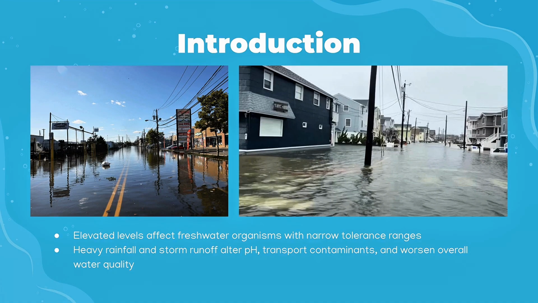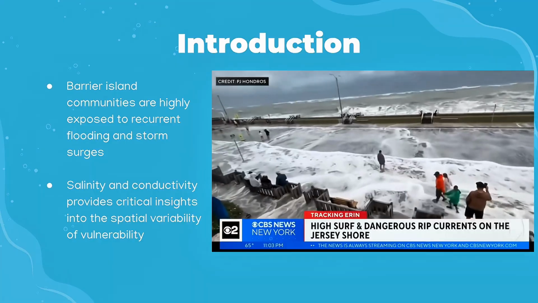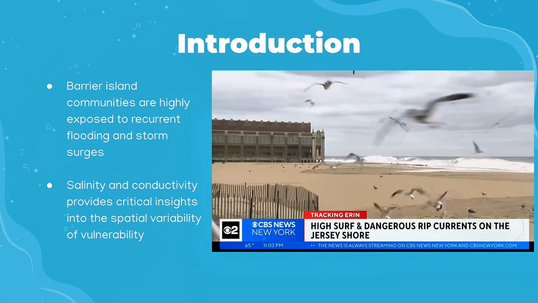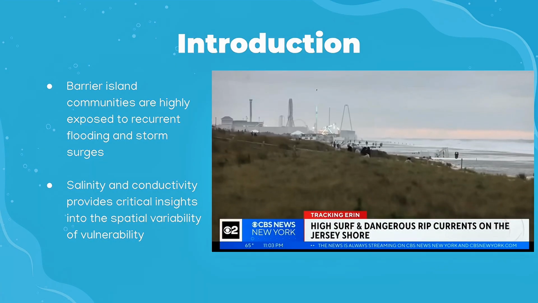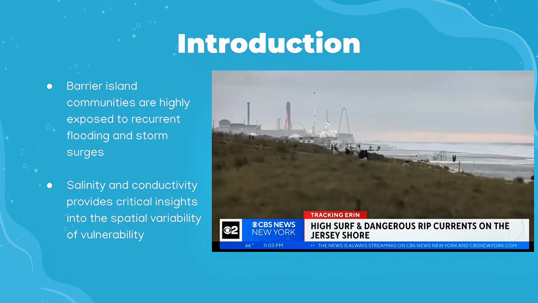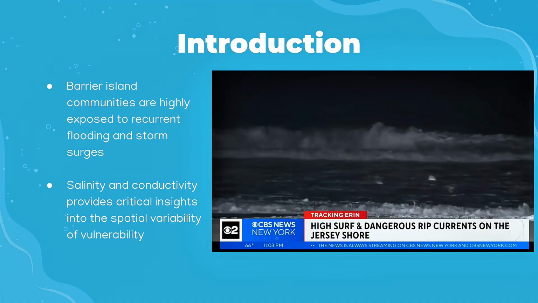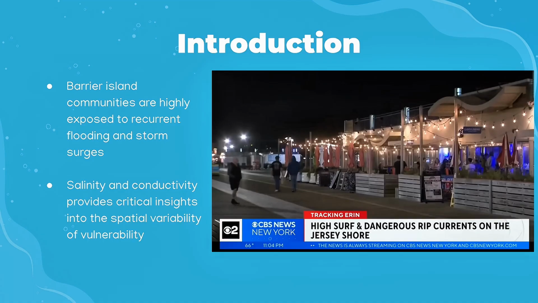Heavy rainfall and storm-driven runoff also interact with floodwaters, altering pH and transporting nutrients and contaminants that exacerbate water quality issues. The combined influence of salinization, elevated conductivity, altered pH, and nutrient-rich runoff increases vulnerability of both natural habitats and human activities along the coast. Ocean County, New Jersey represents a region particularly vulnerable to such challenges.